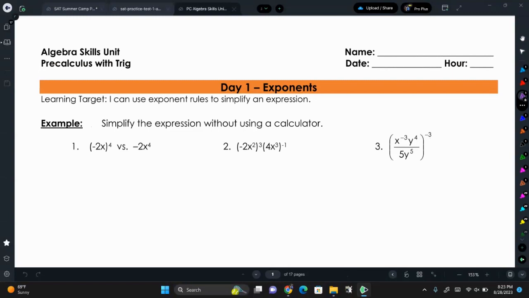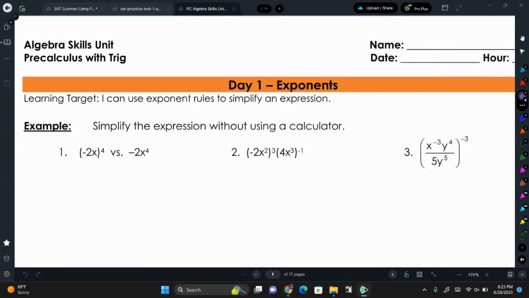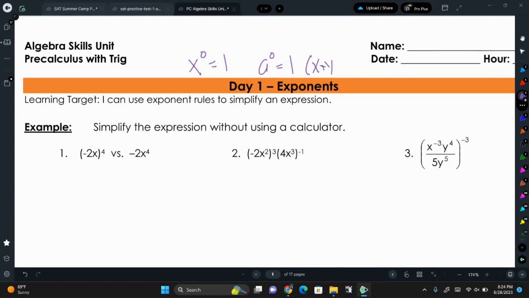Just remember one thing is that anytime you have something to the 0 power, so x to the 0 power is 1. A to the 0 power is 1. (x plus y) to the 0 power is 1. So anything, if we have it raised to the 0 power, is going to be 1. So let's look at these examples down here.